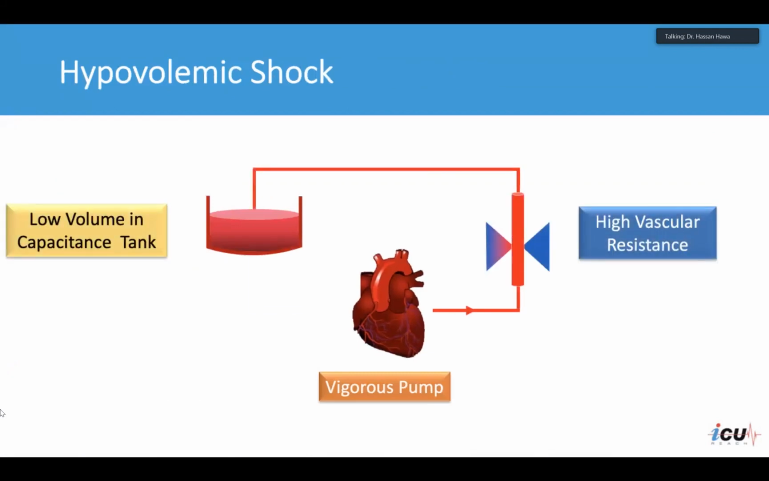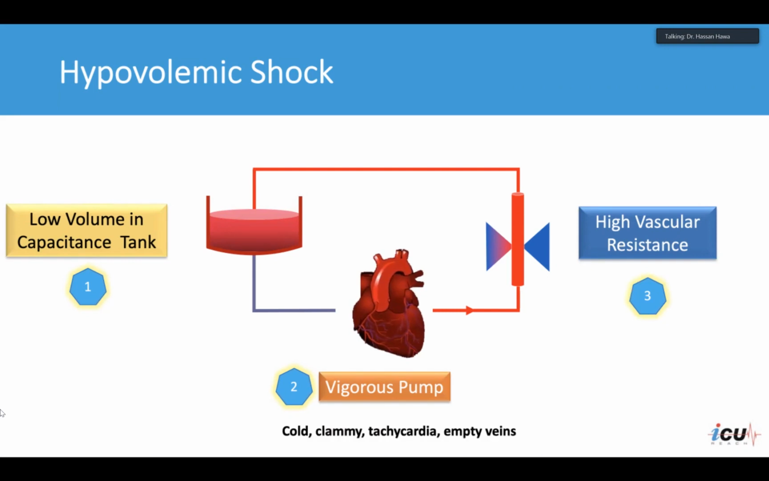Moving on to the hypovolemic shock, and here you will have low volume in the tank, and the heart tries to compensate by pumping vigorously, and then to maintain the blood pressure, the blood vessels will have high vascular resistance, and this usually manifests itself as cold peripheries. The patient would be clammy, tachycardic, and you can see their veins are empty.